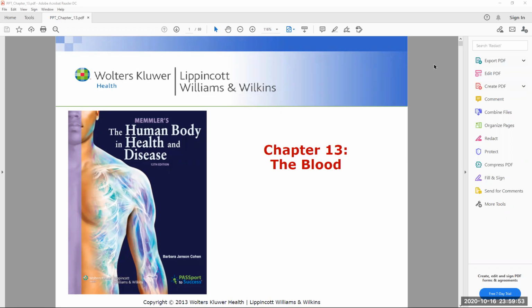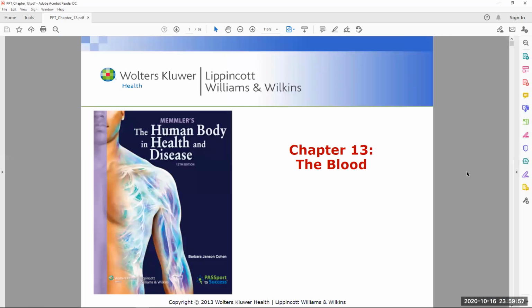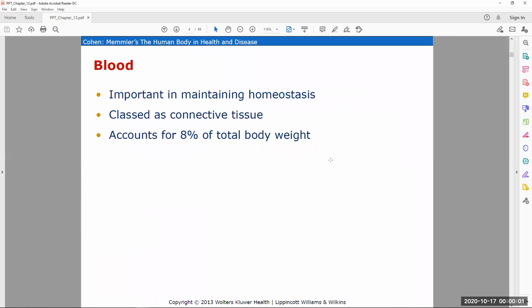So today we'll be looking at the blood. Blood in humans, something that is very important. We'll be looking at it and speaking a little bit towards its function. Now, blood is very critical in maintaining homeostasis within the human environment. Homeostasis, as mentioned previously, is the maintenance of a constant internal environment, and blood is critical to that.